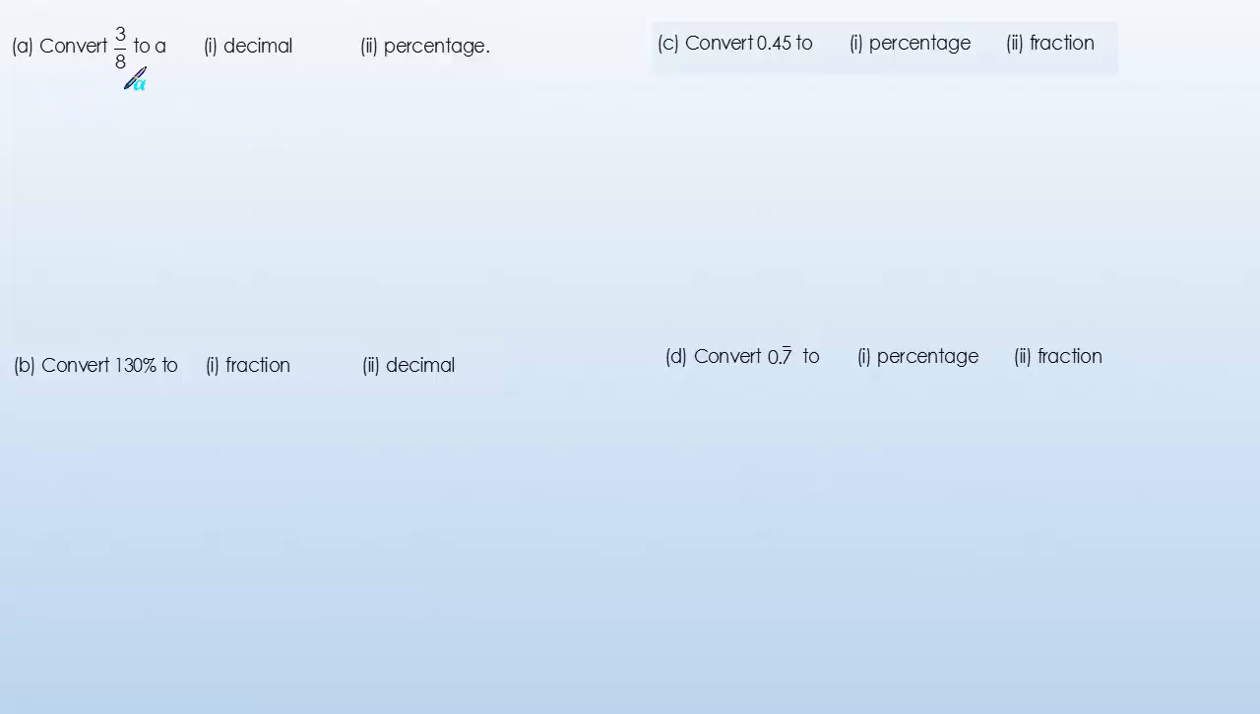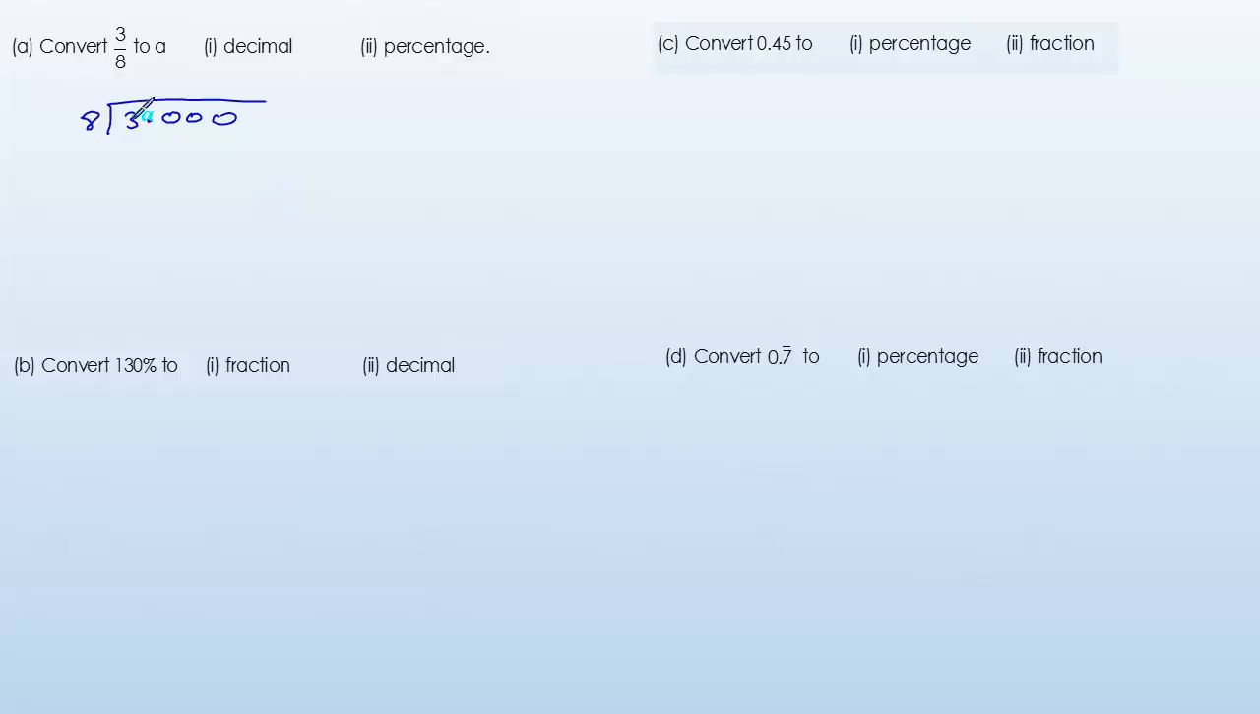Convert 3/8 to firstly a decimal and then a percentage. Now you may know common fractions like this, but if you don't, bottom line is you may need to do a division. And 3/8 means 3 divided by 8. So we can set that up for division, and let's just put a few extra zeros in here.